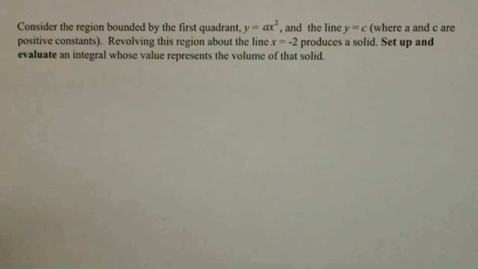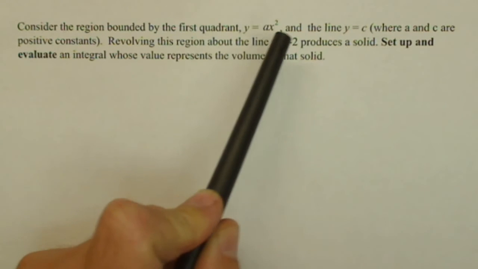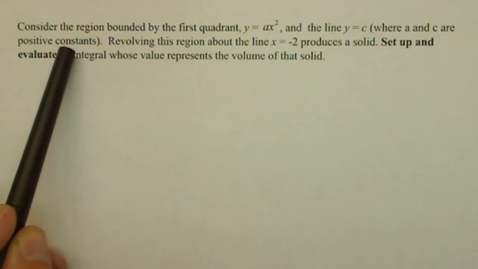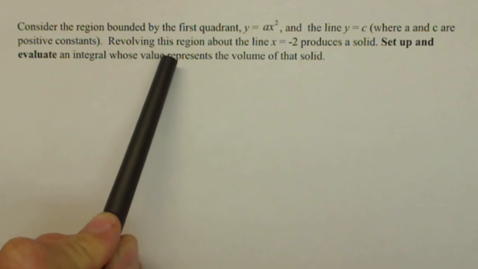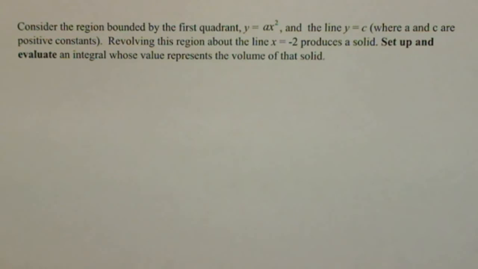So we're asked to consider the region bounded by the first quadrant, y equals ax squared, and the line y equals c, where a and c are positive constants. We're going to revolve this region around the line x equals -2, which will make a solid. So we want to set up and evaluate the integral that represents the volume.